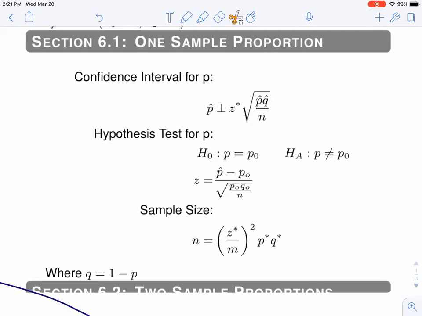So here you've got p hat, p naught is from your null hypothesis, and then the square root of p naught, q naught, which is just 1 minus p naught, over n, then square root it.